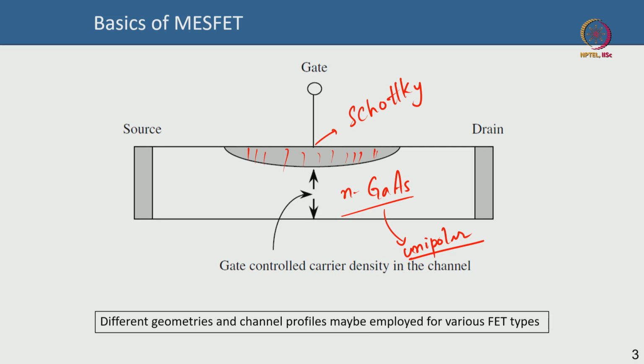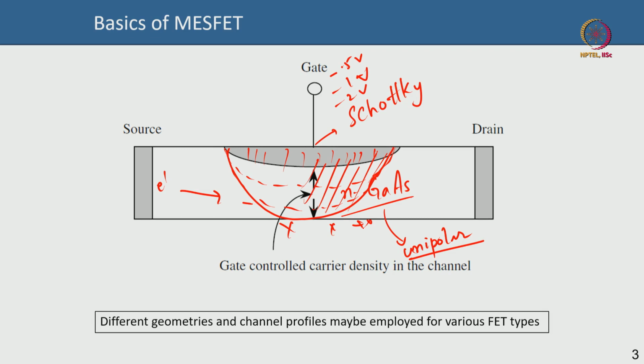As you keep increasing the reverse bias, say you go to minus 0.5 volt, minus 1 volt, minus 2 volt, etc., your depletion will keep extending because you are applying more and more negative voltage. At one point the entire channel will be depleted, in which case the electrons from source will not be able to go to the drain and the device will be off. So the gate is controlling the carrier density in the channel, and by applying a sufficiently negative bias on the gate, you can turn the device off.